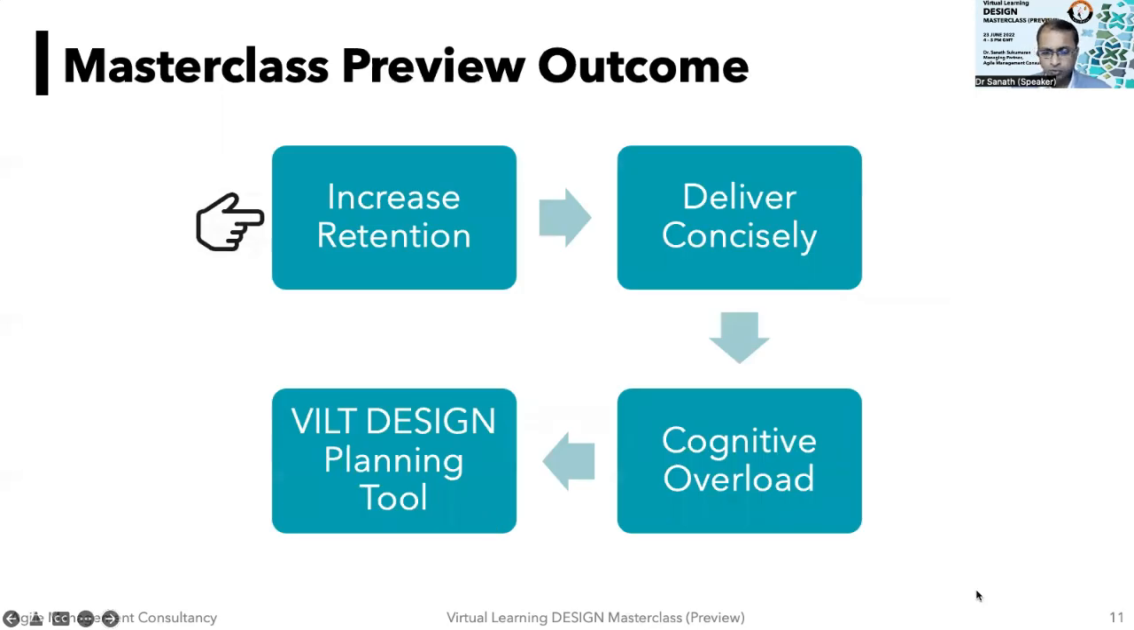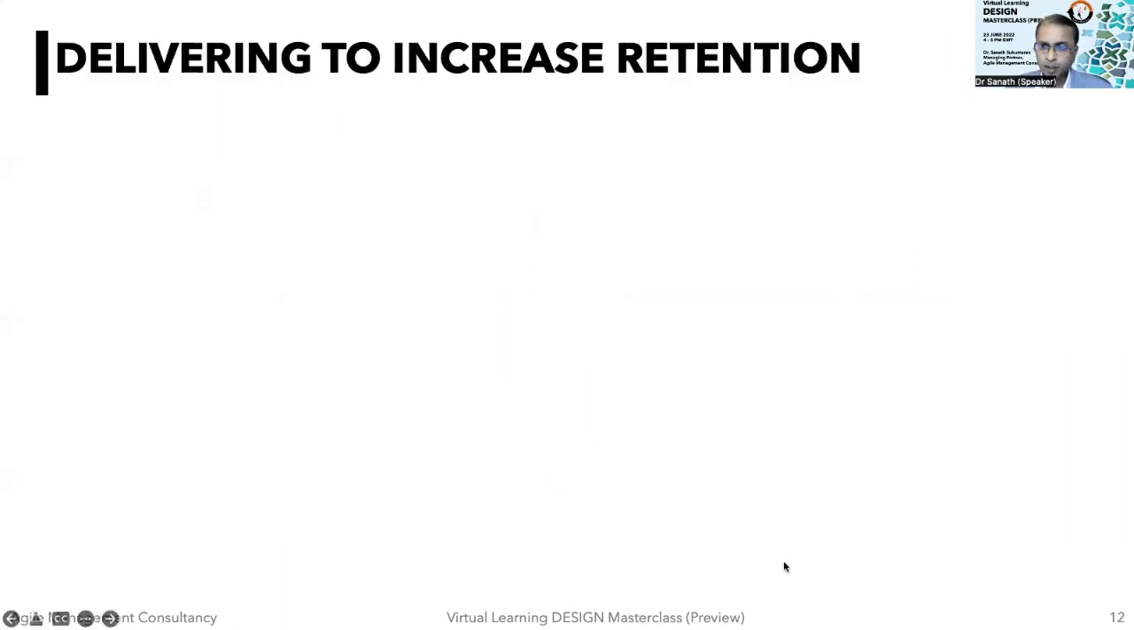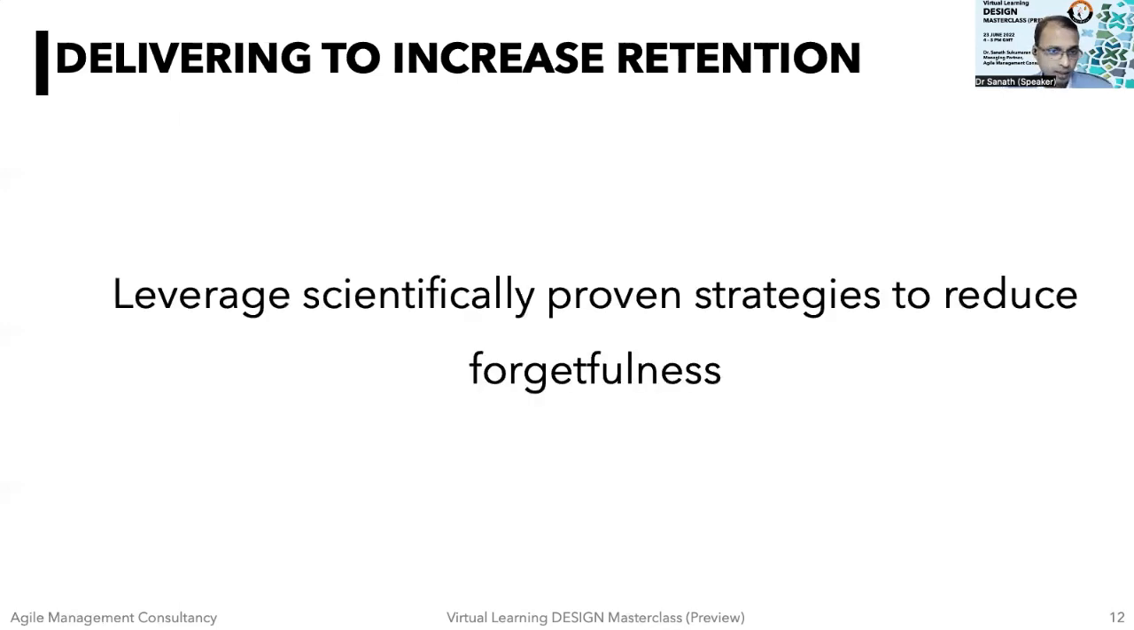Now, I'm going to just go through four major aspects of what we're going to talk about today. And the first one is increasing retention. And remember, we are trying to increase retention because increasing retention is proportionate to learning, right? I mean, how can you learn when learners cannot retain, right? So that is connected.